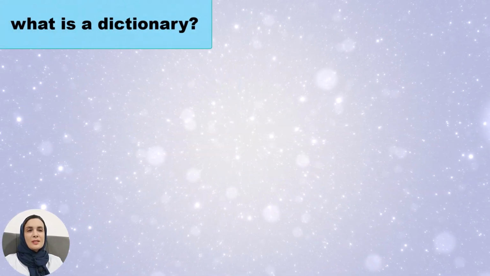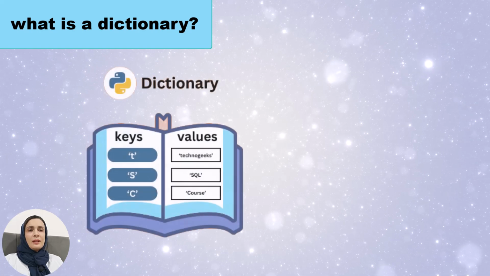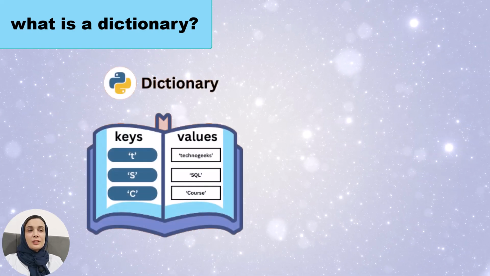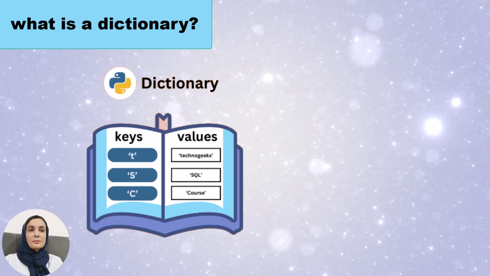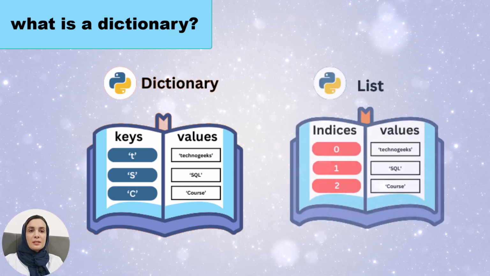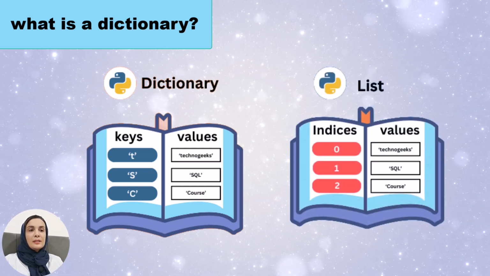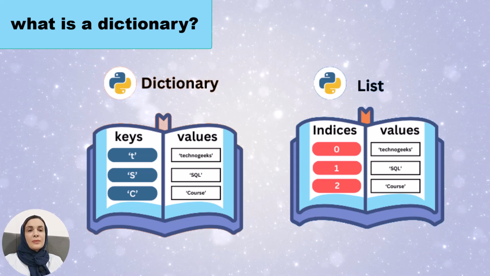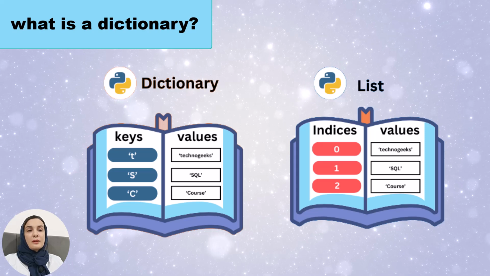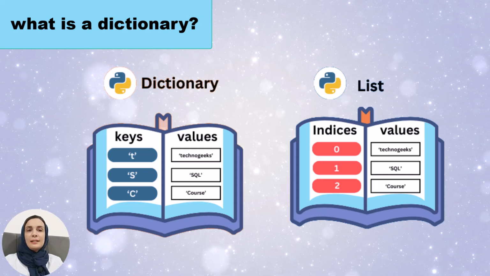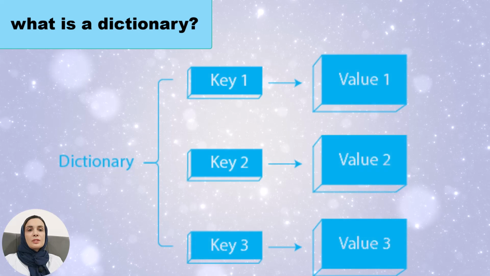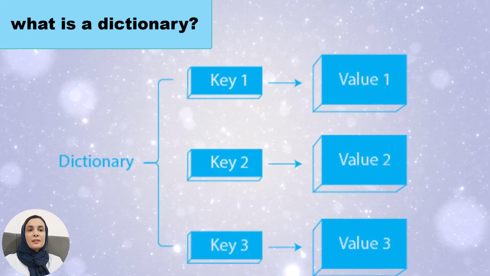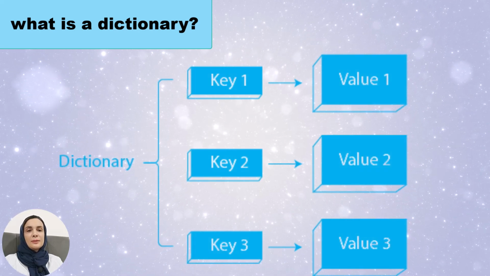So, what is a dictionary? Think of it like a real dictionary with words and their meanings. A dictionary in Python is like a list, but instead of just one item, a dictionary stores information in pairs called key and value. We use the key to look up the value in our dictionary.